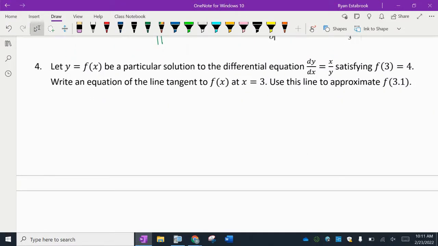All right, number 4. Number 4 is getting into section 7.5 and 7.6. We haven't done this yet, but this is probably one of the biggest takeaways out of this section and these couple sections in here. We're given a differential equation right here, and we're supposed to write the equation of a line tangent to the original function at x equals 3, given this information, and use that to approximate f of 3.1. Lots of stuff given to us.